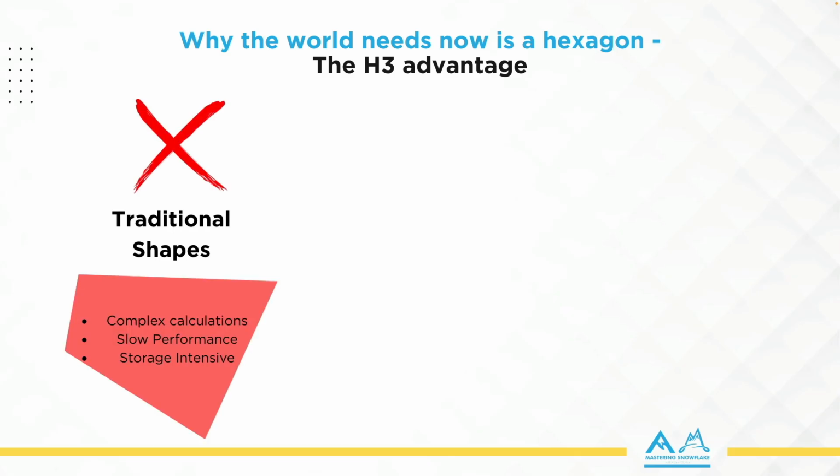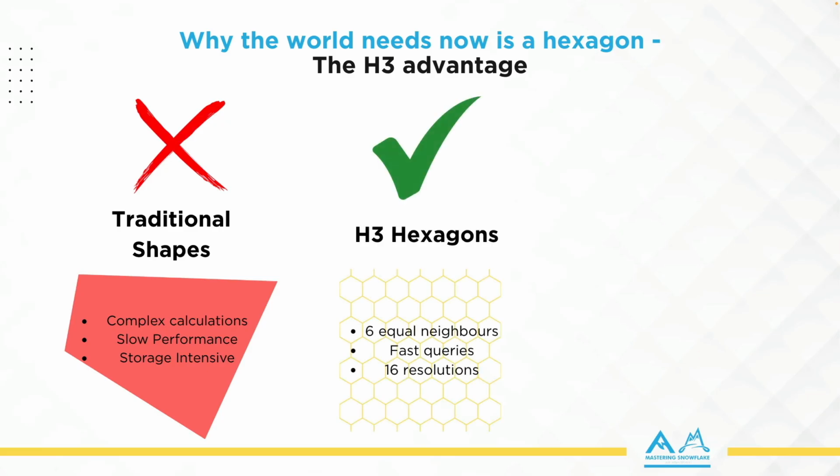So first, we've got traditional shapes. So think about country borders, state boundaries, or postal codes. They're irregular shapes, and that requires complex calculations. So that means they perform slowly, they take up a lot of storage space, and they're difficult to work with at scale. But hexagons solve all of these problems. Each hexagon has 6 equal neighbors. That means every calculation is consistent and predictable, and that helps our queries be lightning fast.